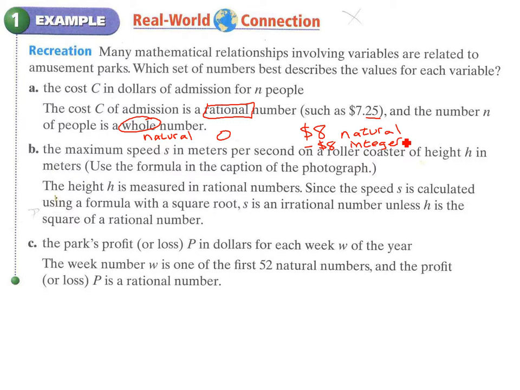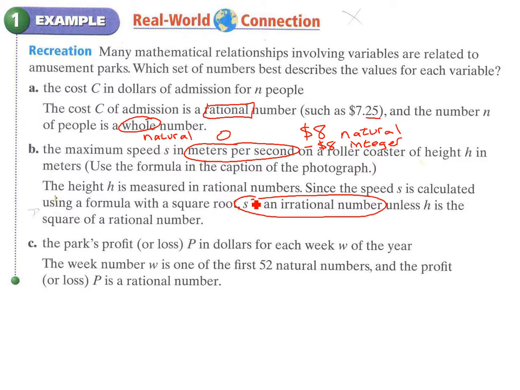So maximum speed has to be positive, right? So if we're talking about that, meters per second, you would think, all right, positive, so we're talking probably a rational number here, but meters per second is going to be irrational, since speed is calculated with a formula using the square root. All right, if you remember speed from last year.